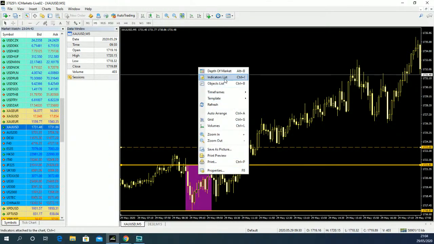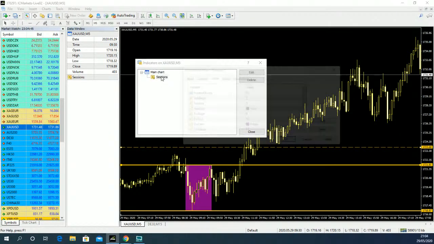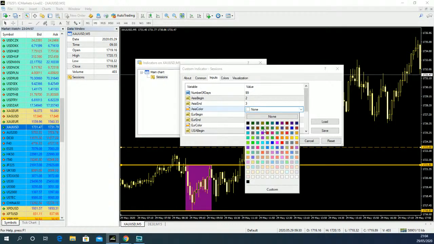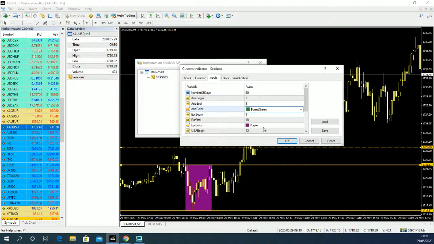That's true. Now, let me teach you if you need to use it for Asian box. What you need to do is, the color here that will say none, you just change it to any color that you prefer. I always say green, something like green. Once you change the color, it will start to show on the chart.